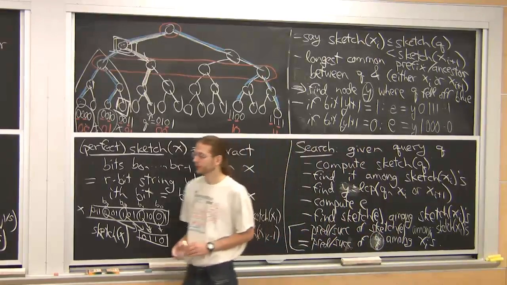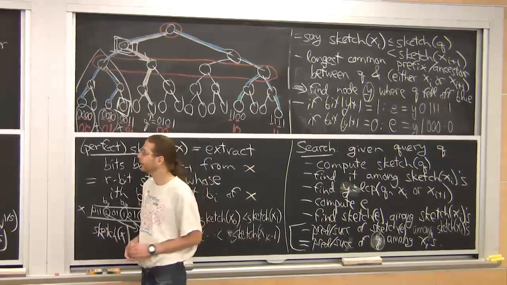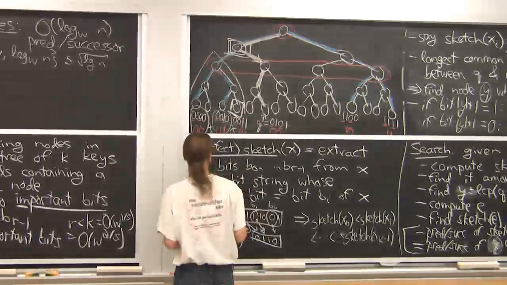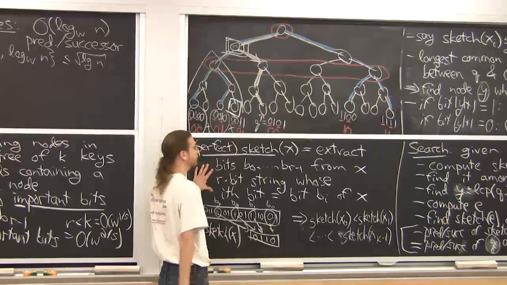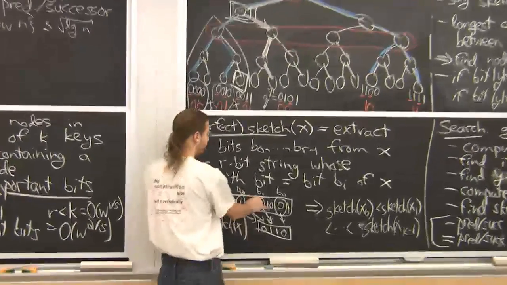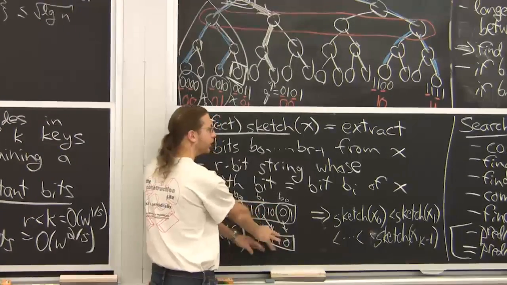Now there are several things left to be done in a reasonable way. One is, how do we compute sketches? How do we do this kind of operation of taking the bits we care about and bringing them all next to each other?